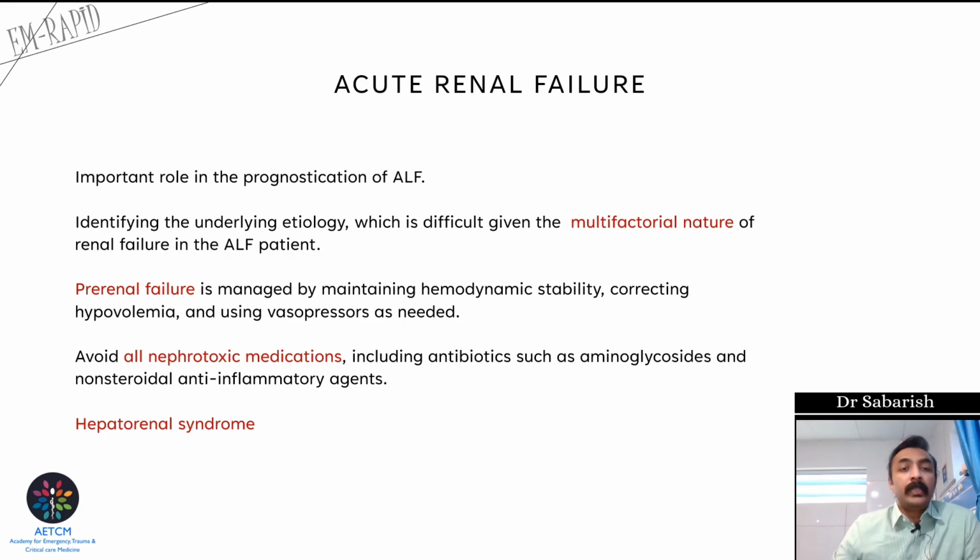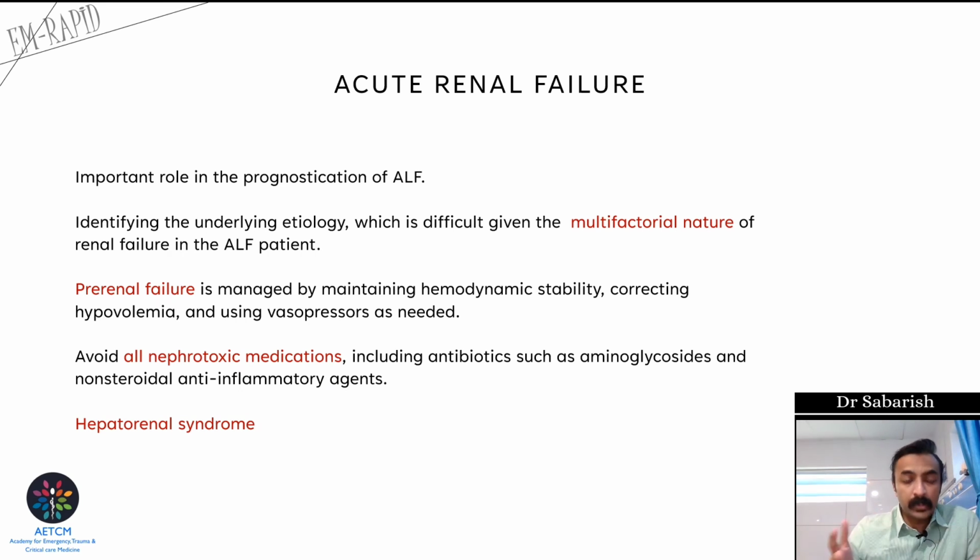Renal failure is another major issue, and it has a very important role in prognostication of ALF. Identifying the underlying etiology for renal failure is very important, because as you all know, it could be a pre-renal failure accompanying the acute liver failure, where the treatment strategy will predominantly involve correction of hypovolemia, starting of vasopressors, etc. It could be drug induced, as a drug which has insulted in ALF itself could be nephrotoxic also. So the management will be tailored in that direction.